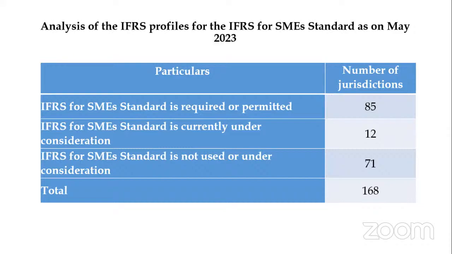Another important and interesting fact is here about SMEs. We have IFRS for listed companies separately. We have IFRS exclusively for SMEs. I'll repeat one more time: IFRS for publicly listed companies, IFRS for SMEs. So what happened? Even though they have developed a separate IFRS for SMEs, much acceptability is not there. This statistic helps you understand that out of 168, only 85 countries require or permit the use of IFRS for SMEs. Again, in 12 countries it is under consideration. They may or may not. In 71 countries, it is not permitted and not under consideration either.